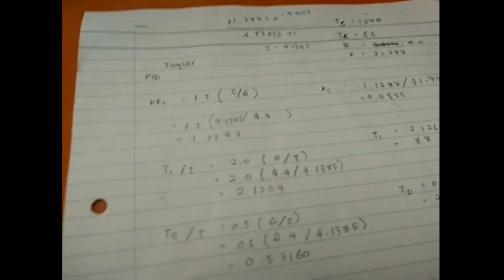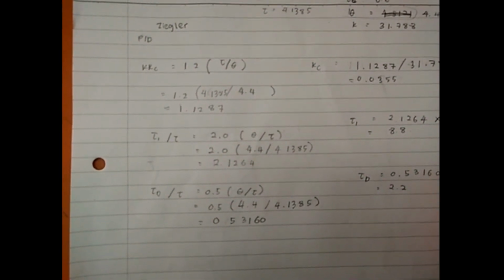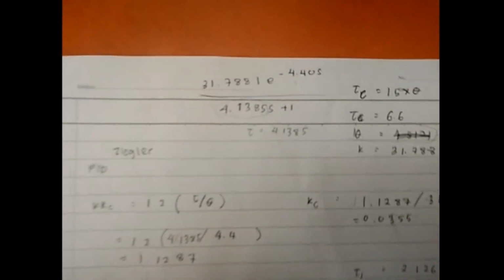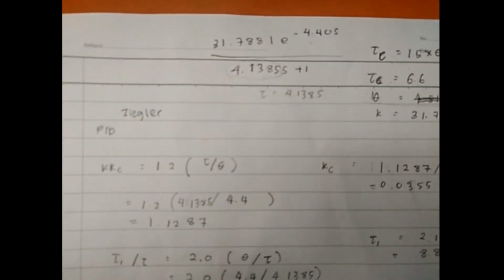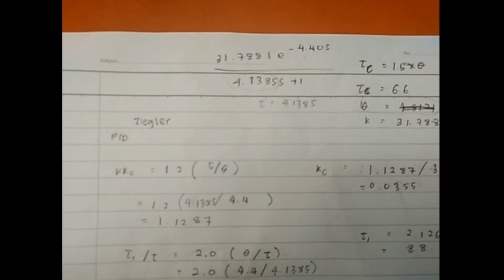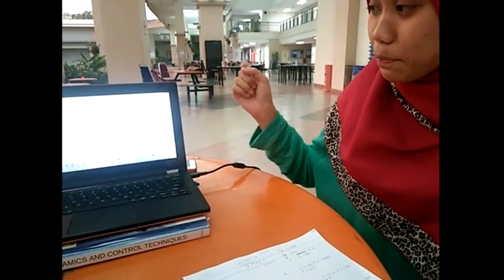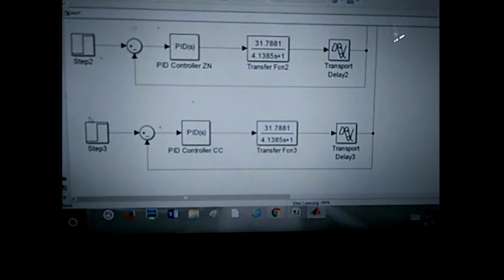Okay, we do the Ziegler method, Cohen-Coon, and IMC, and ET. For Ziegler, we use this formula: KC, tau I over tau, tau D over tau. And this is our GP that we get from the K, the tau, and the theta we get from the linear regression. So this is how our transfer function, PID controller, and transport delay look like.